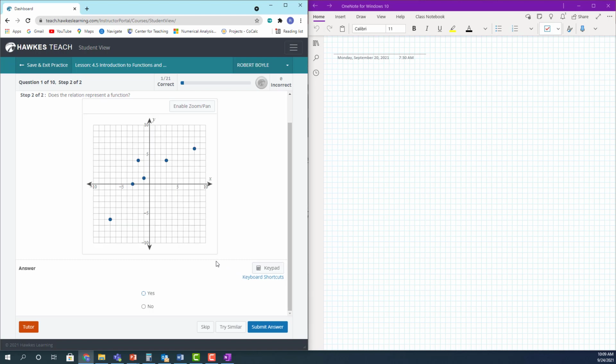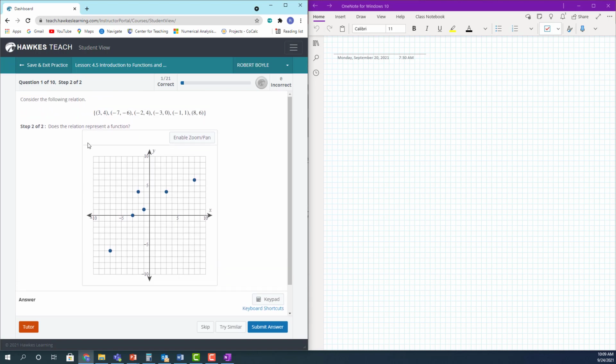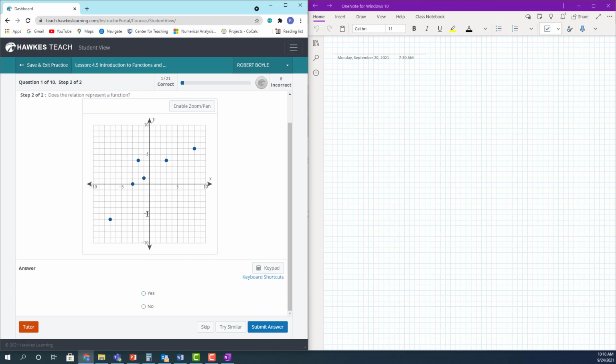All right, and the question here is, does this relationship represent a function? Now remember, notice here that none of the x values are repeated. We have 3, -7, -2, -3, -1, and 8. Further, if we imagine a vertical line, then for any value of x the vertical line will either hit no points whatsoever, or will hit at most 1 point. So as a consequence, since the x values are not repeated, and since the vertical line will hit at most one point, this actually is indeed a function.